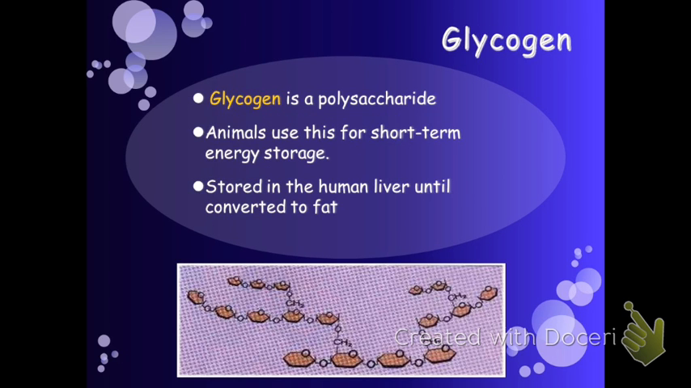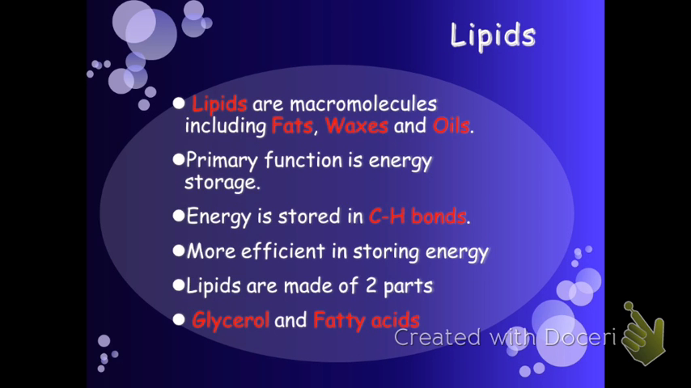Glycogen. This is where animals store a lot of their unused energy. So if you eat too many carbs, you can't use all that energy, so you're going to store it. A lot of this is stored in the liver, and then eventually it's converted into fat for long-term storage. So that glycogen is stored in the liver for short-term storage, and then eventually will turn into fat if you don't use that, which is going to bring us to our next macromolecule, which is a lipid.